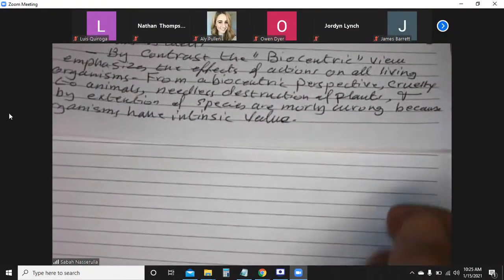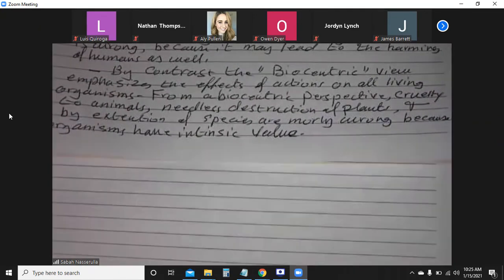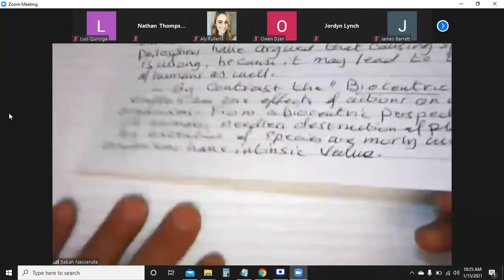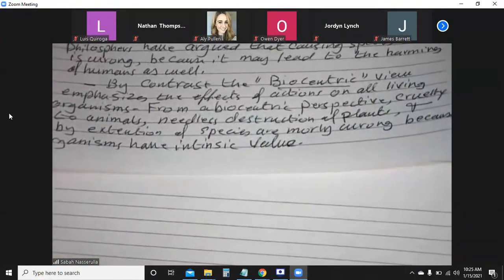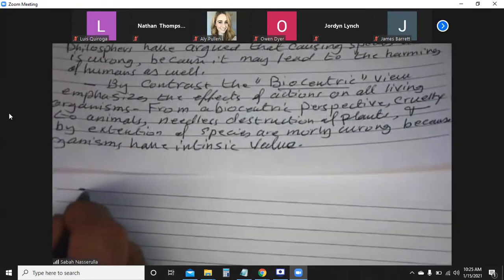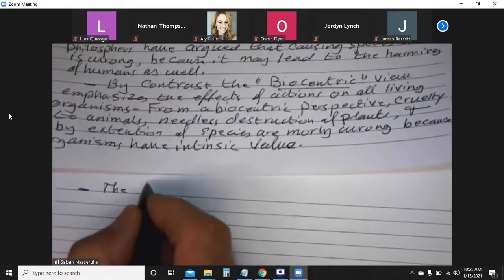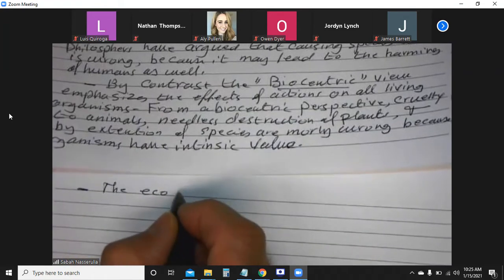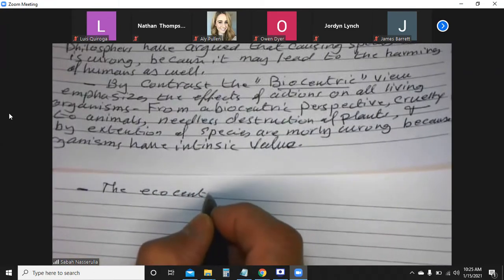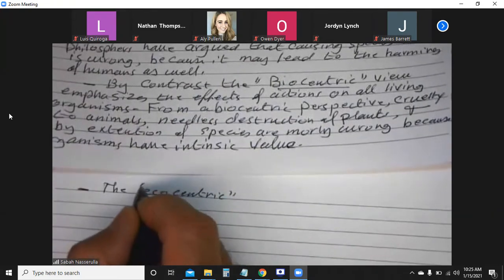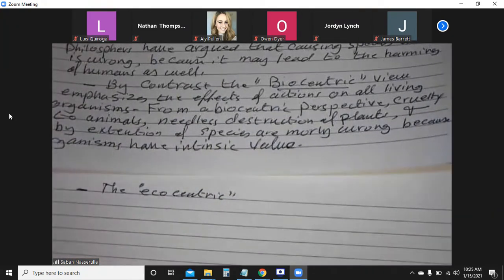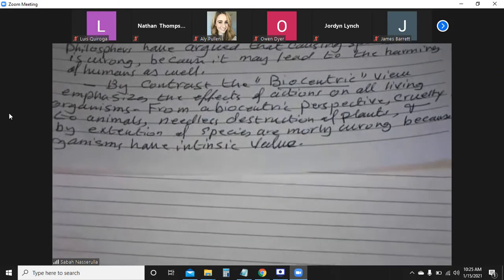Then, of course, we talked about the anthropocentric point of view and the biocentric point of view. And we also have the third one, which is known as the ecocentric. This group looks at both the species, the organisms, and also the environment in which they are living. So in this view, both should be protected. Did you finish with this one, please?